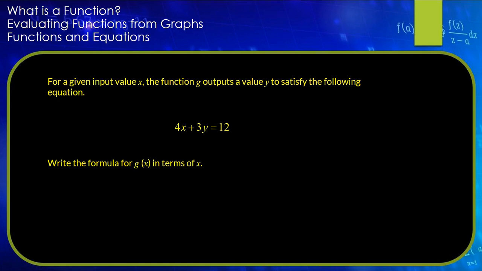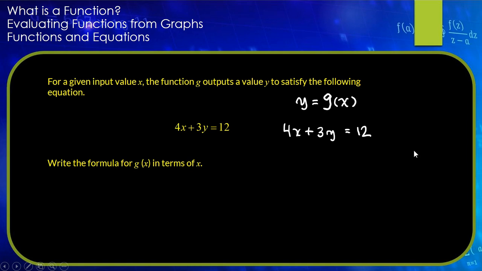Here you're asked to find a given input value x. The function g outputs a value y to satisfy the following equation. 4x plus 3y equals 12. Write the formula for g of x in terms of x. So take a moment, do that, and then we'll go through it. So in this case here, we know that y is going to equal g of x. So we're going to take this equation and solve it for y.